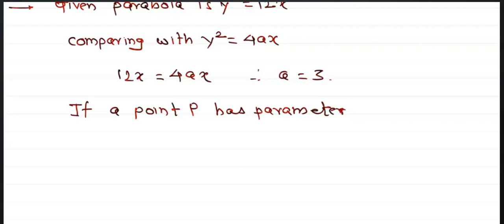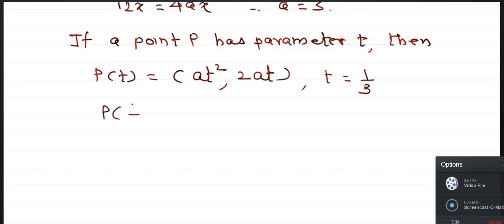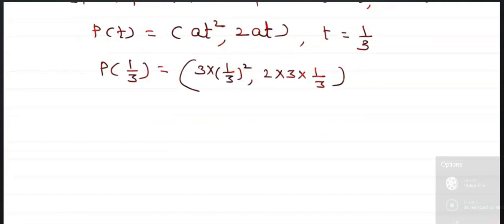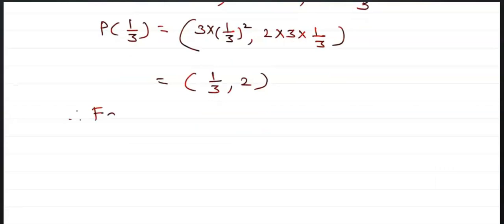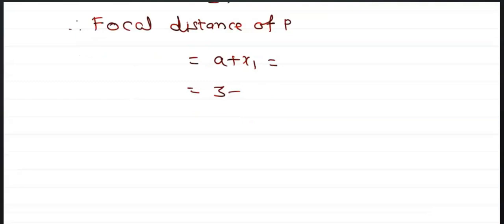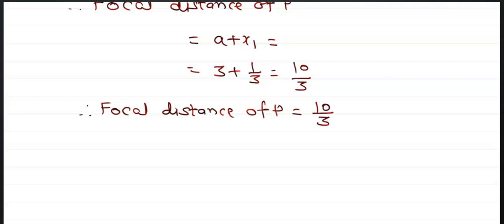If point P has parameter t, then P(t) is (at square, 2at), and t is equal to 1 upon 3. Therefore, here we will substitute the value of t, that is 3 into (1 upon 3) square, and 2 into a into t, that is 2 into 3 into 1 upon 3. Therefore, the point is (1 upon 3, 2). Therefore, the focal distance of P is a plus x1, that is 3 plus 1 upon 3, that is 10 upon 3. Therefore, the focal distance of point P is 10 upon 3.